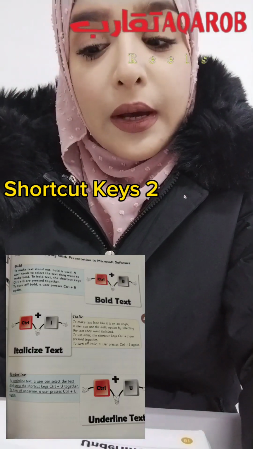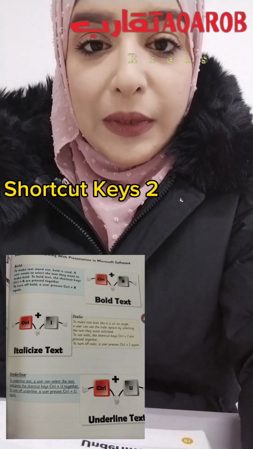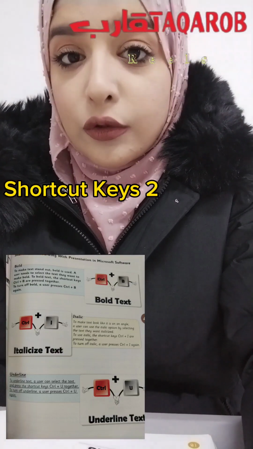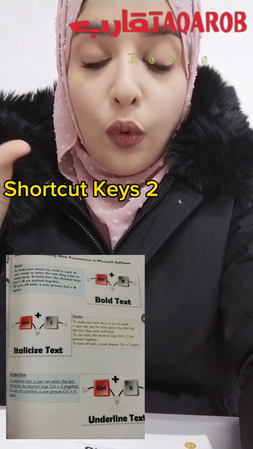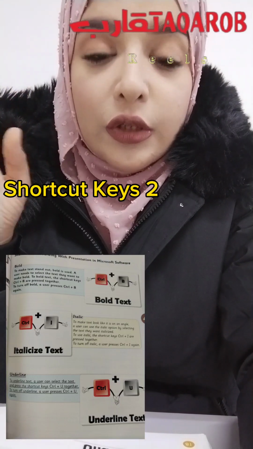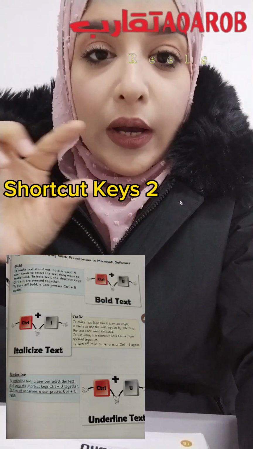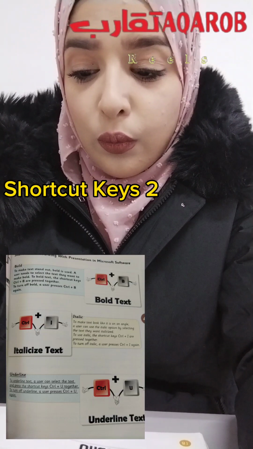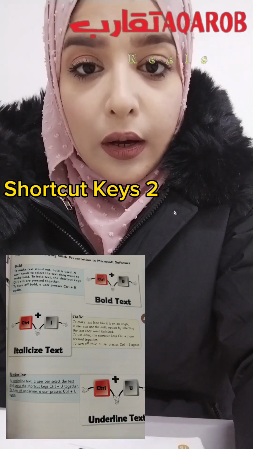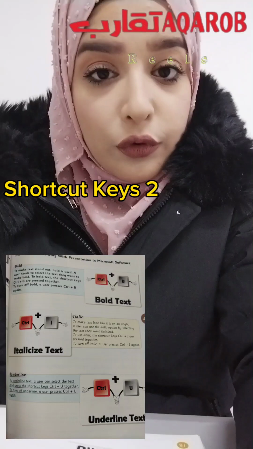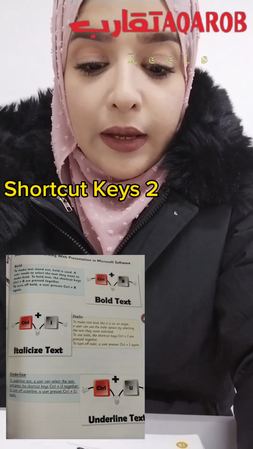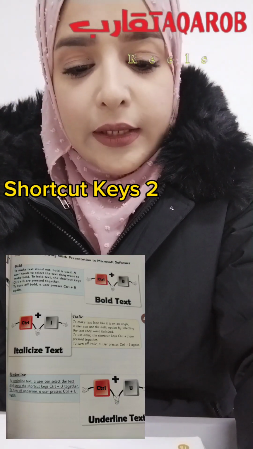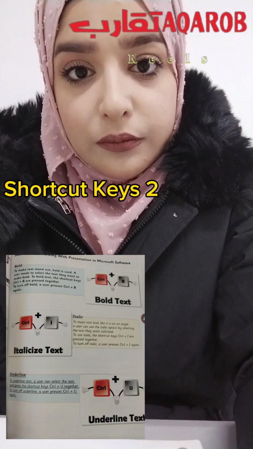Now if I want to make my text italic, what's the meaning of italic? It looks like an angle. How can I do that? Before doing any presentation we must select the text. So I select the text, then I press Control with I. Now you notice my text is like an angle. So this is the italic option.